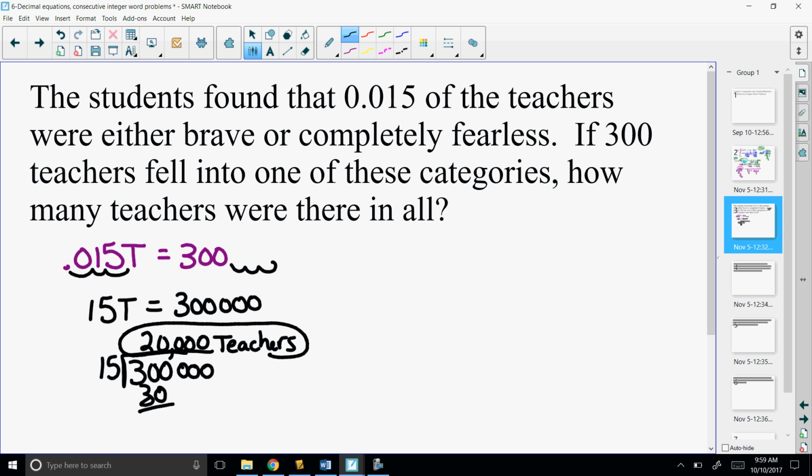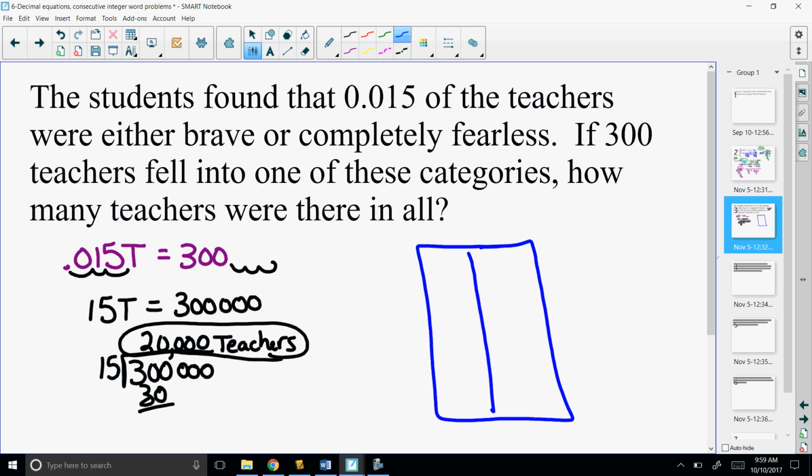Okay, to me, that's kind of a confusing way to set it up. How many of you like box diagrams? We worked with them last lesson, dealing with fractions. This confuses anybody? You can solve it this way. But another way you can solve the problem is just set it up as a box diagram where we have what? You are either brave or completely fearless. This is not brave or completely fearless, and a total.